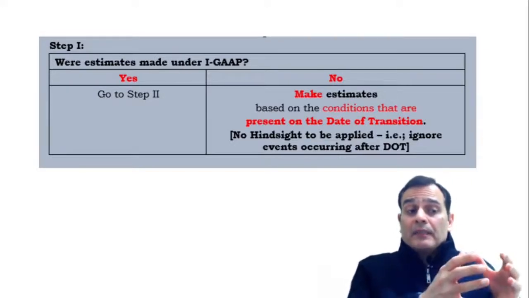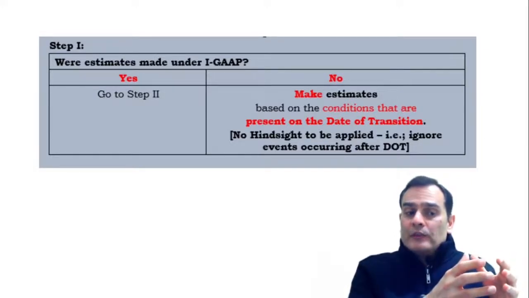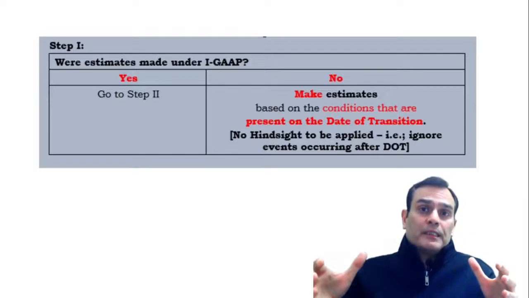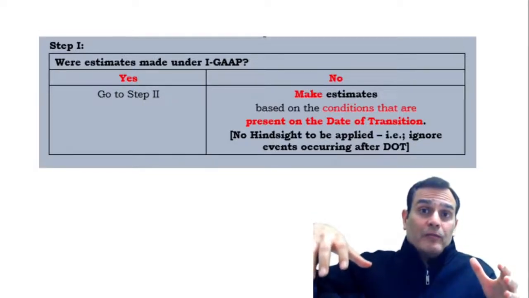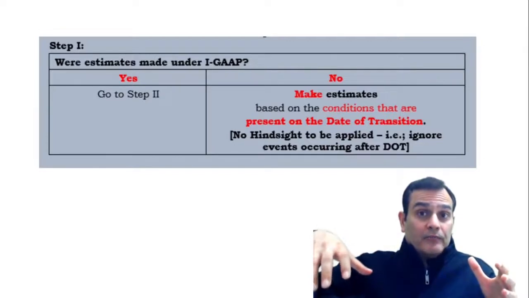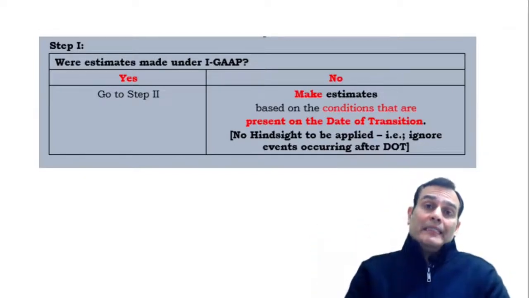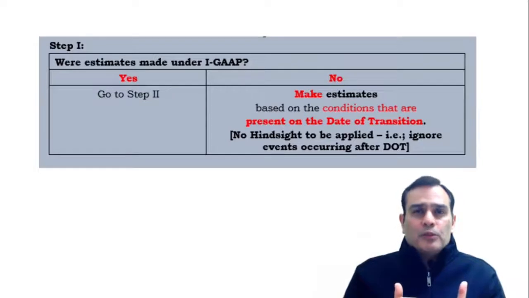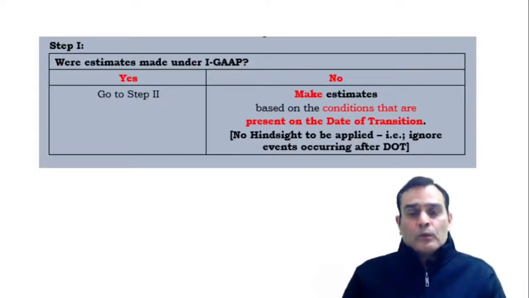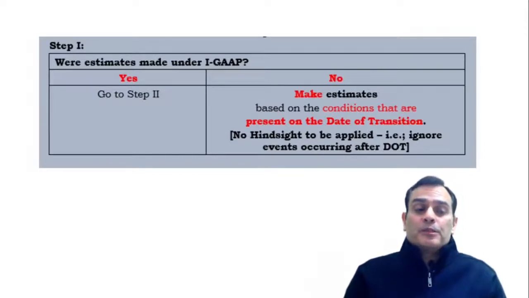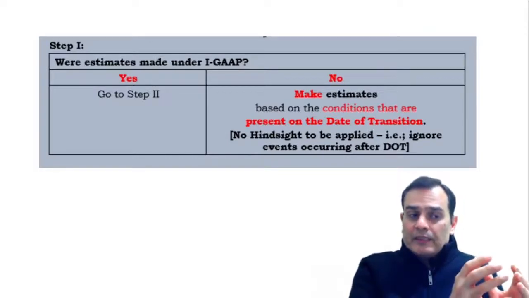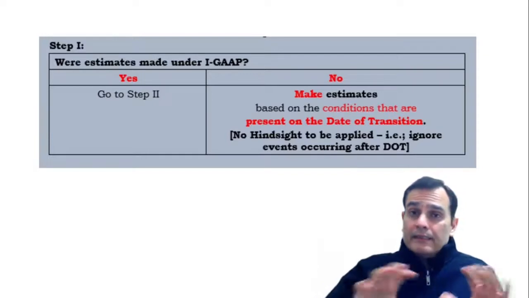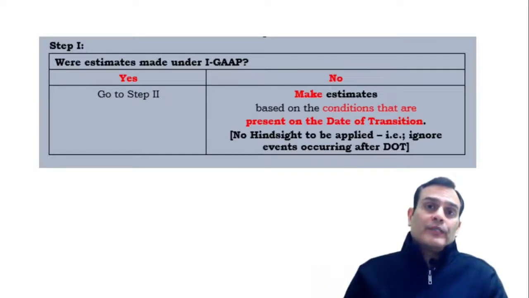That means, let's say my date of transition is 1st April 18. So 1819 is the comparatives and 1920 is the year in which the first time adoption has taken place. Now I am sitting at the end of March 20, and I'm looking at 1st April 18 as the date of transition. So I need to make the estimates assuming that I am sitting on the date of transition. We need to consider only the conditions which are present on that date, which means if there are any events which have occurred from 1st April 18 till March 20, that is going to be considered completely as non-adjusting events.